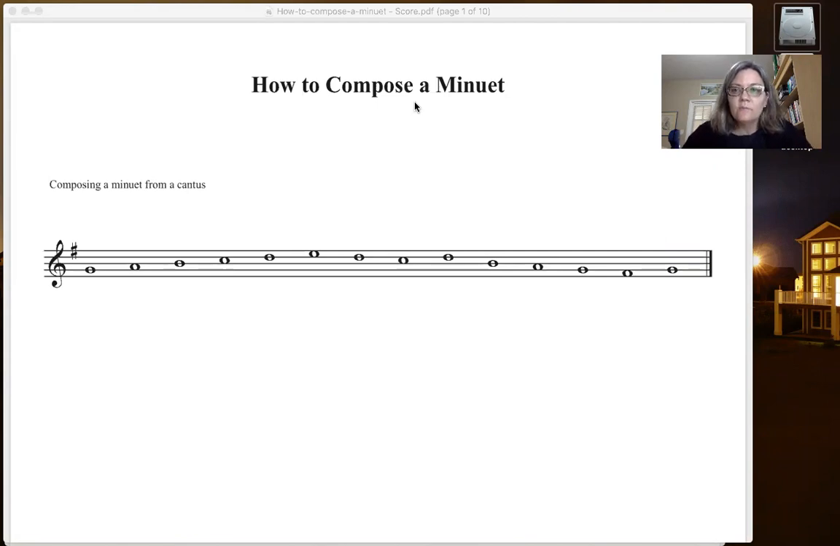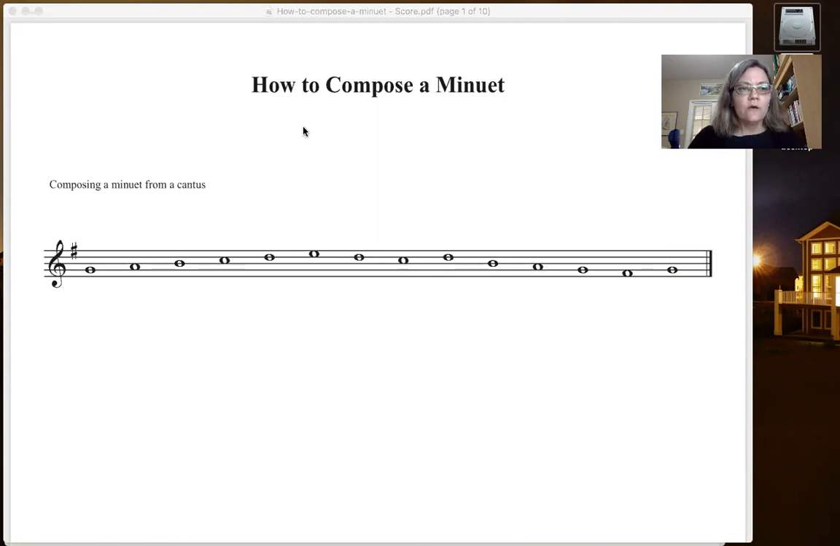At this point, I'm going to show you how you would compose a minuet and the harmonic rhythm of a minuet. So you will see that in the way that we compose it. This will be very brief. We won't get into it in too much more detail, but it really helps you understand how a minuet is made and how to analyze a minuet as well.